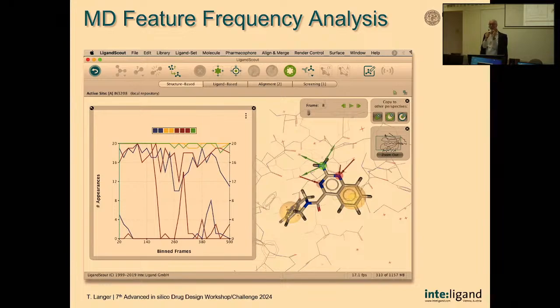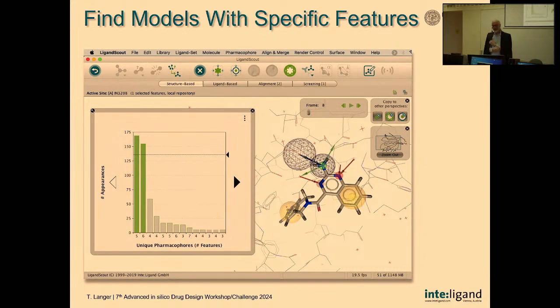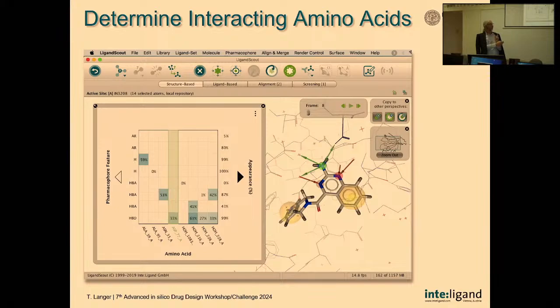And then I know this feature is there, and I can follow it, and I can select a certain feature. I selected this H bond here, and I can see all the pharmacophores that contain this feature. They are colored in green. And then I can directly click on this bar, and I will see all the pharmacophores that have been recorded where this feature is.